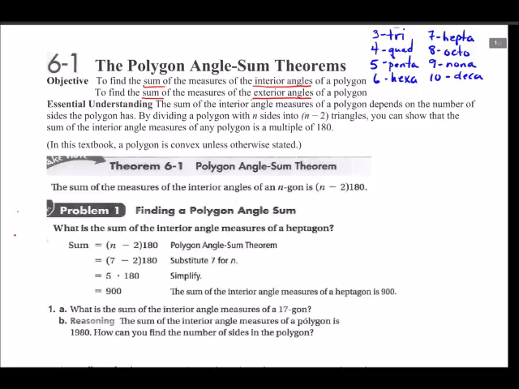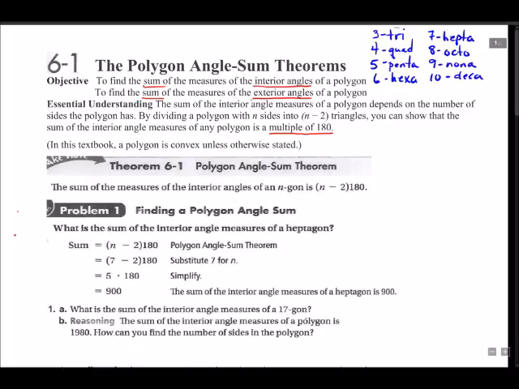Now, remember when I told you that all figures are made up of triangles? Well, what we're going to find out is that the sum of the interior angle measures of a polygon depends on the number of sides and basically the number of triangles. And we are going to show that they are all some multiple of 180 degrees. And of course that's true because it's our triangles.